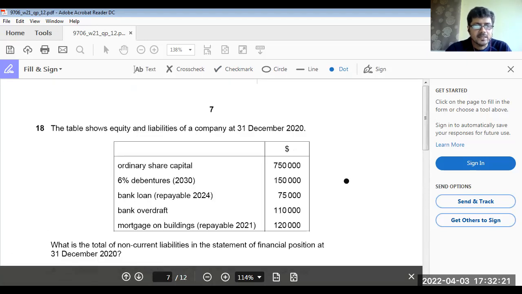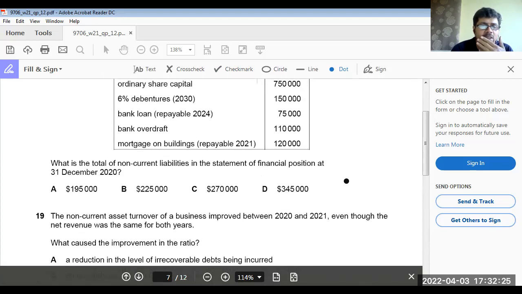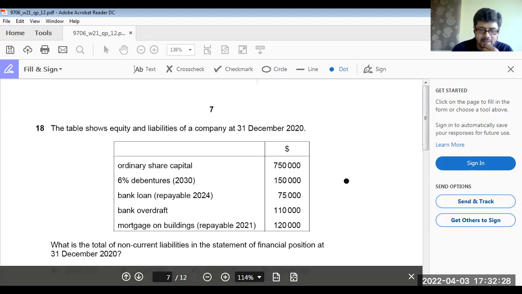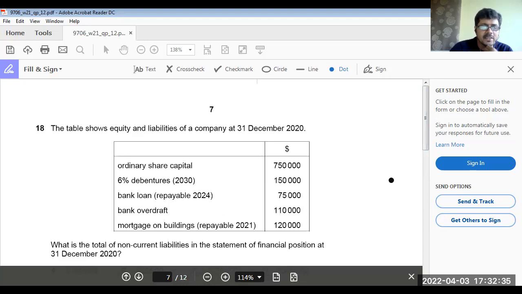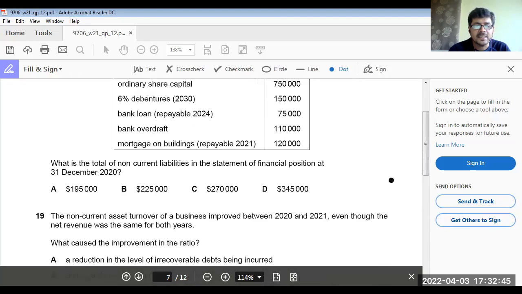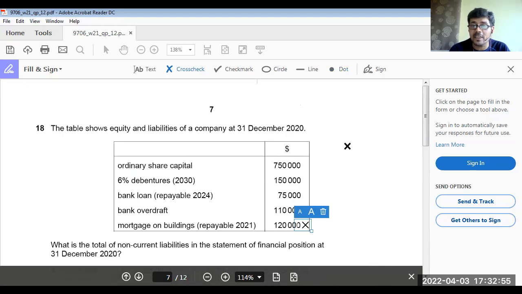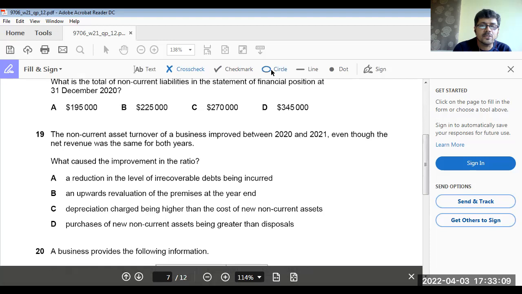18. The table shows the equity and liabilities of the company at 31st December 2020. Ordinary share capital 750,000, 6% debentures, bank loan repayable, bank overdraft, mortgage on building. What is the total non-current liability in the statement of financial position? Please class be careful that this mortgage is no more a long-term liability, because we have to pay in 2021, so it has become a current liability. Now the only long-term liabilities available: 6% debentures 150,000 plus bank loan 75,000. Answer is 225,000.